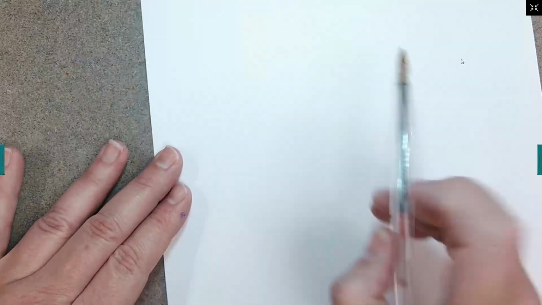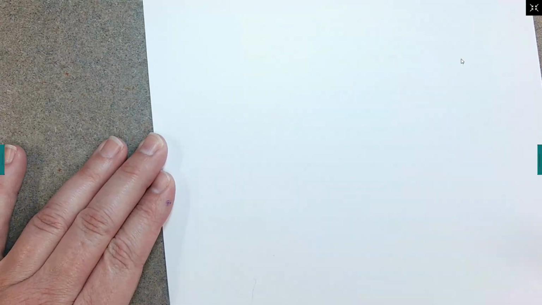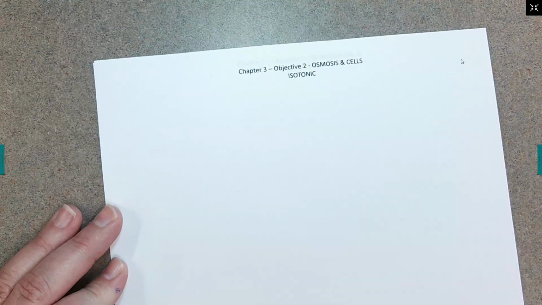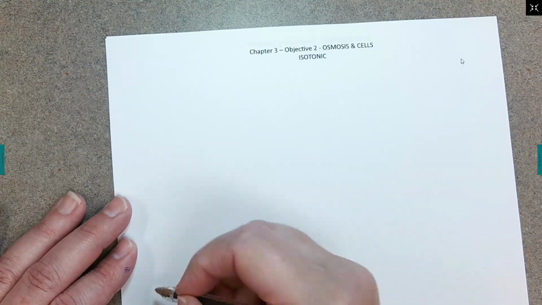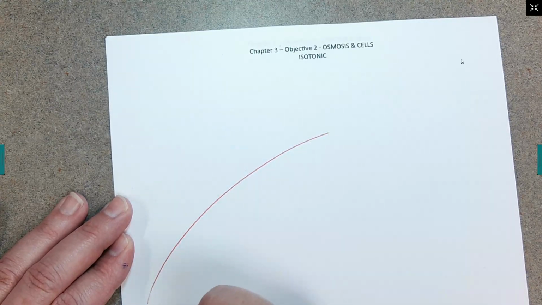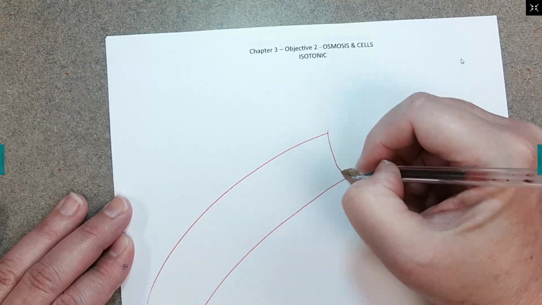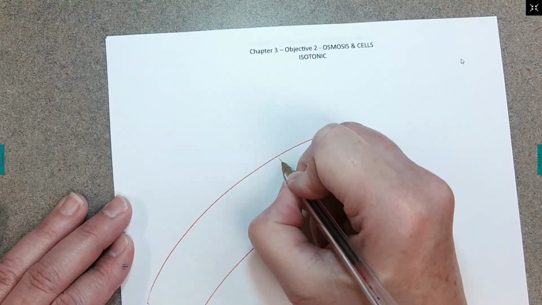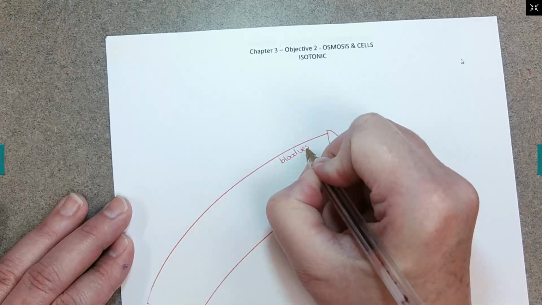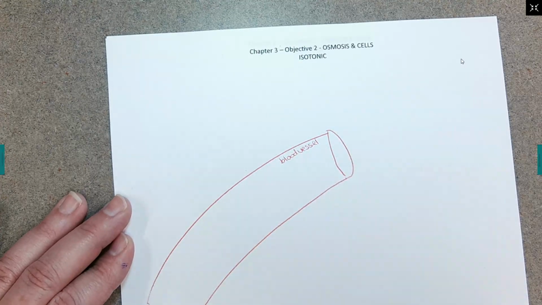Okay, let's take a look at, make sure I'm on the right page. I'm on the next page, which is osmosis in cells, isotonic. We're going to draw a picture here, and we're going to see how this concept of osmosis applies to what's happening inside of our bodies. So we have a blood vessel. Pardon my drawing, I cannot draw. So we have a blood vessel here. And inside the blood vessel you have blood.